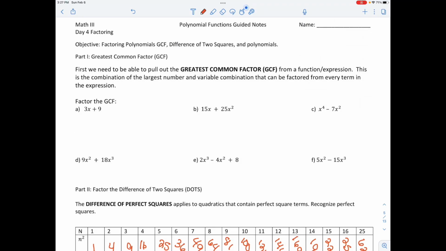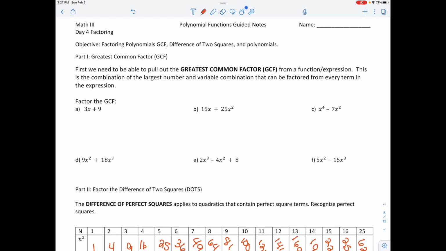Hello, math people. Today in Math 3, we're going to look at factoring polynomials in 3 different ways. The first thing we're going to do is factor a GCF. Then we're going to factor the difference of two squares. And then we're going to factor a special type of trinomials. So let's start with factoring the GCF.